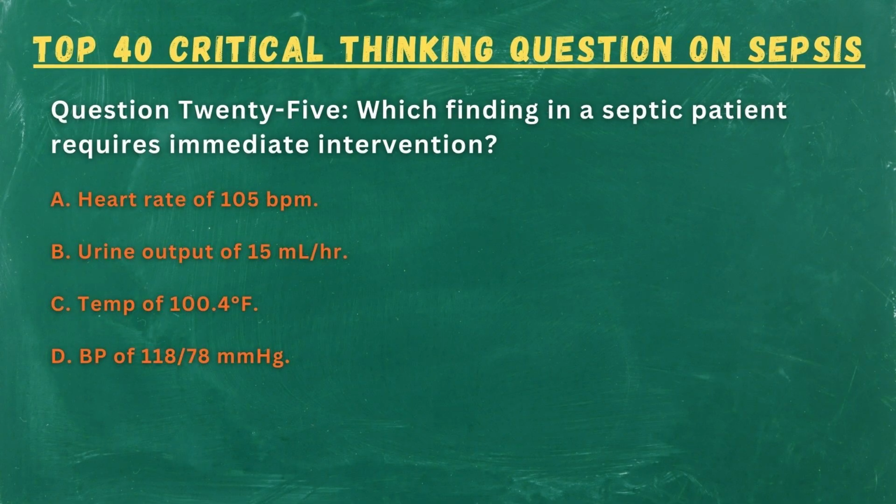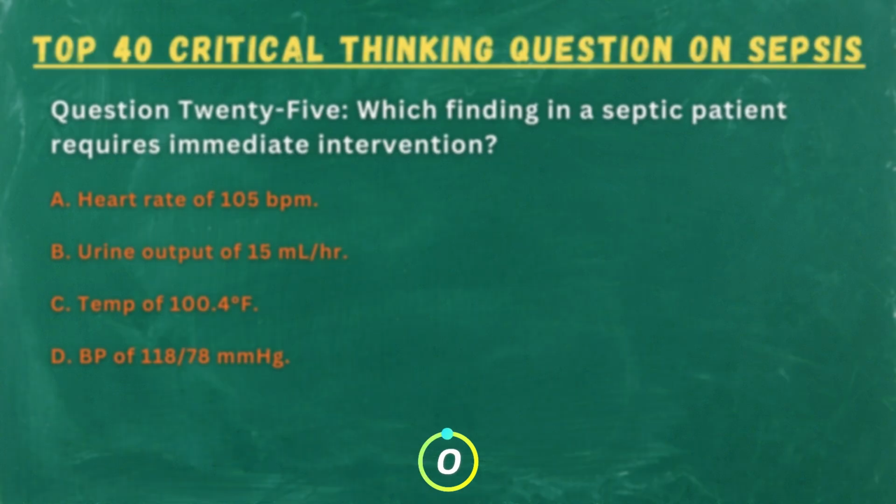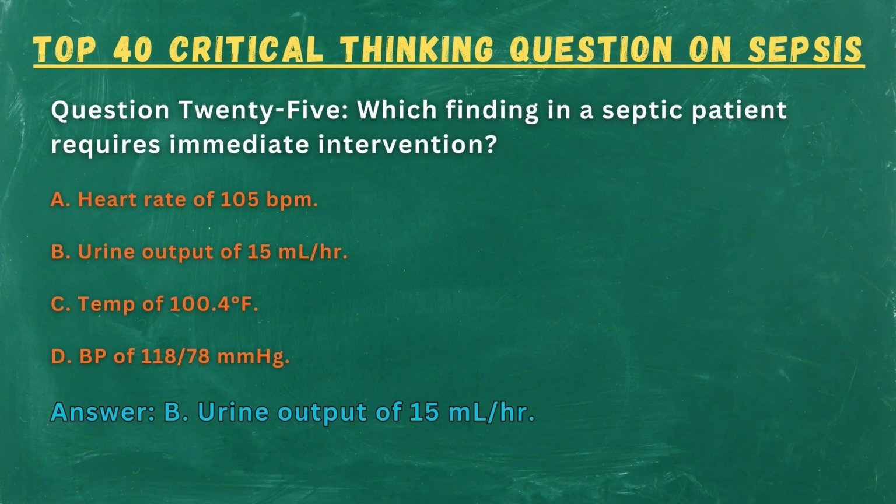Question 25. Which finding in a septic patient requires immediate intervention? A. Heart rate of 105 bpm. B. Urine output of 15 milliliters per hour. C. Temp of 100.4 degrees Fahrenheit. D. BP of 118/78 mmHg. Answer: B. Urine output of 15 milliliters per hour.